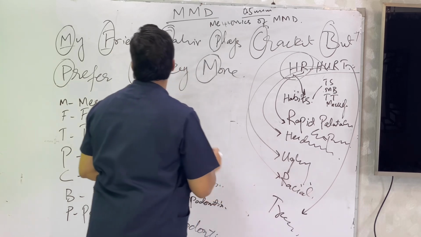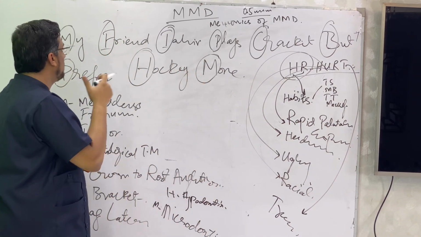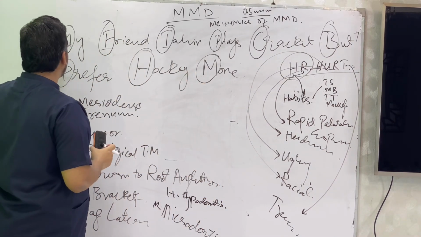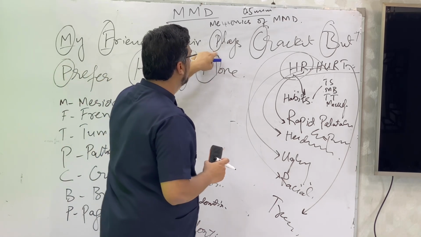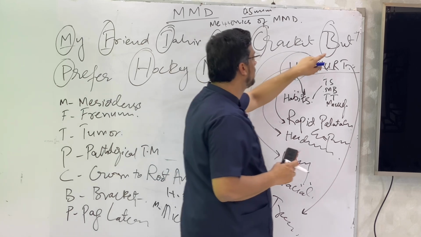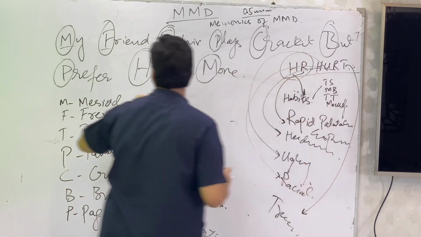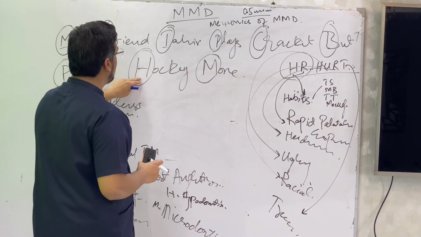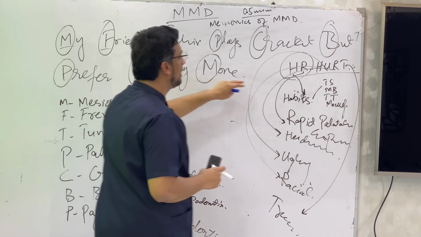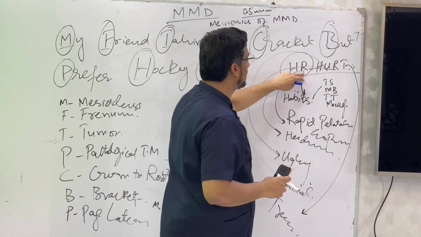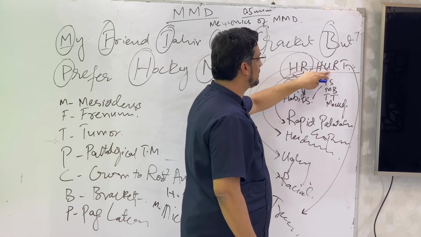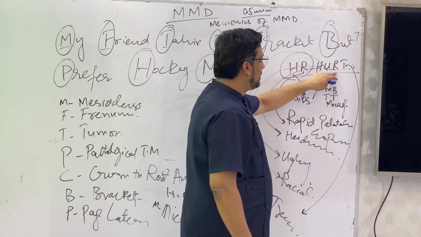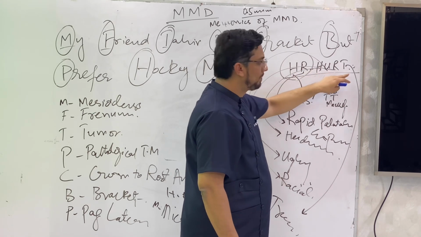So the mnemonic would be: my friend Tahir plays cricket but prefer hockey more. Mesiodens, frenum, tumour, pathological tooth migration, crown to root ratio, bracket positioning error, palatal, hypodontia, microdontia, habits, rapid palatal expansion, hereditary causes, ugly duckling stage, racial predisposition, and dental alveolar trauma.